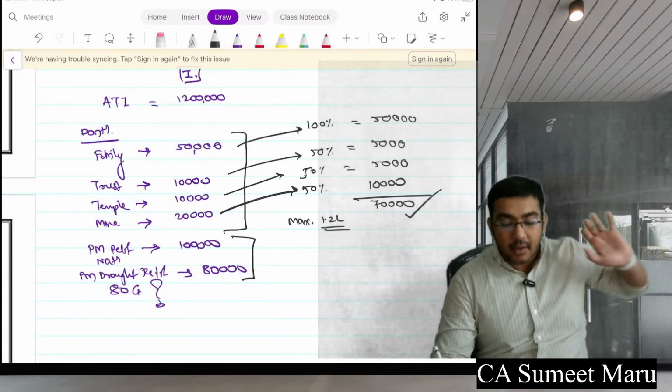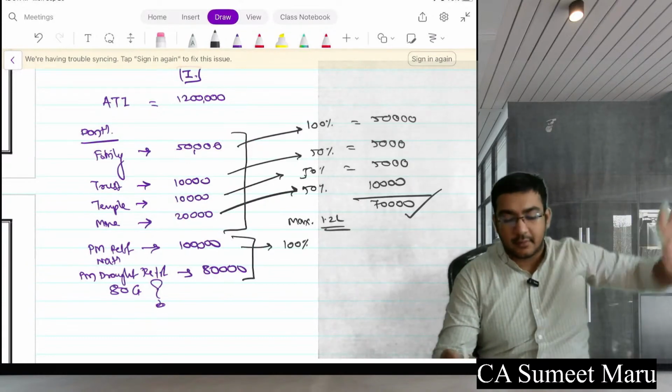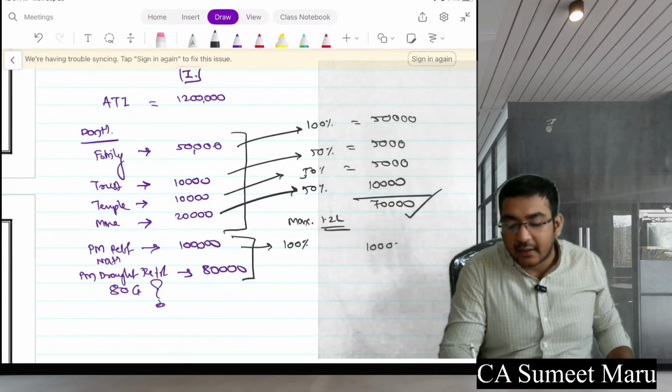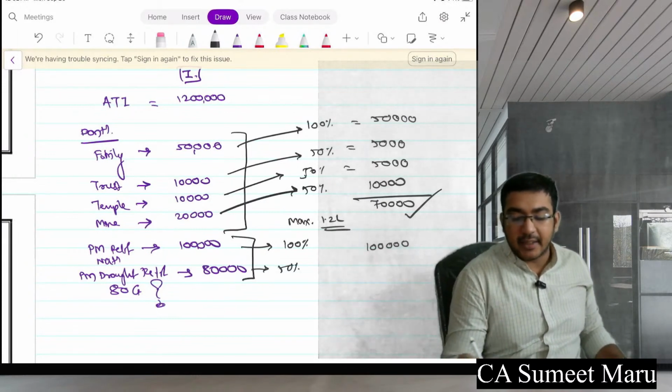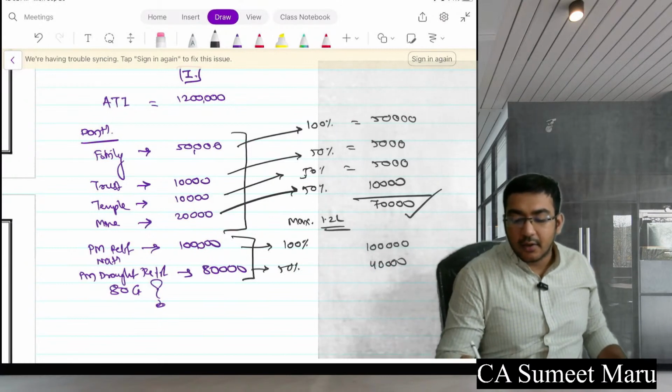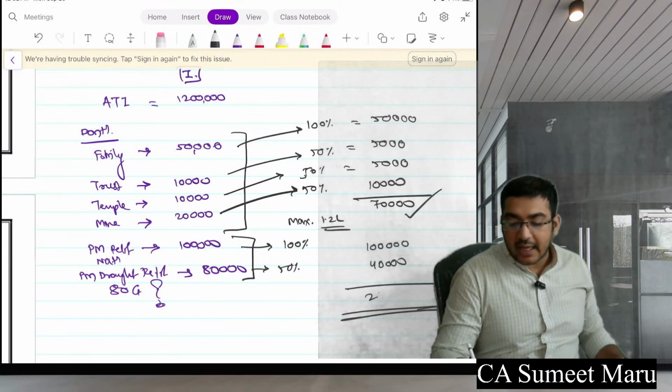Keep it separate. Add PM Relief Fund 100% unlimited. You will get the complete 1 lakh here. PM Drought Relief Fund 50% unlimited. Get 40,000 here. Total deduction is 2,10,000.